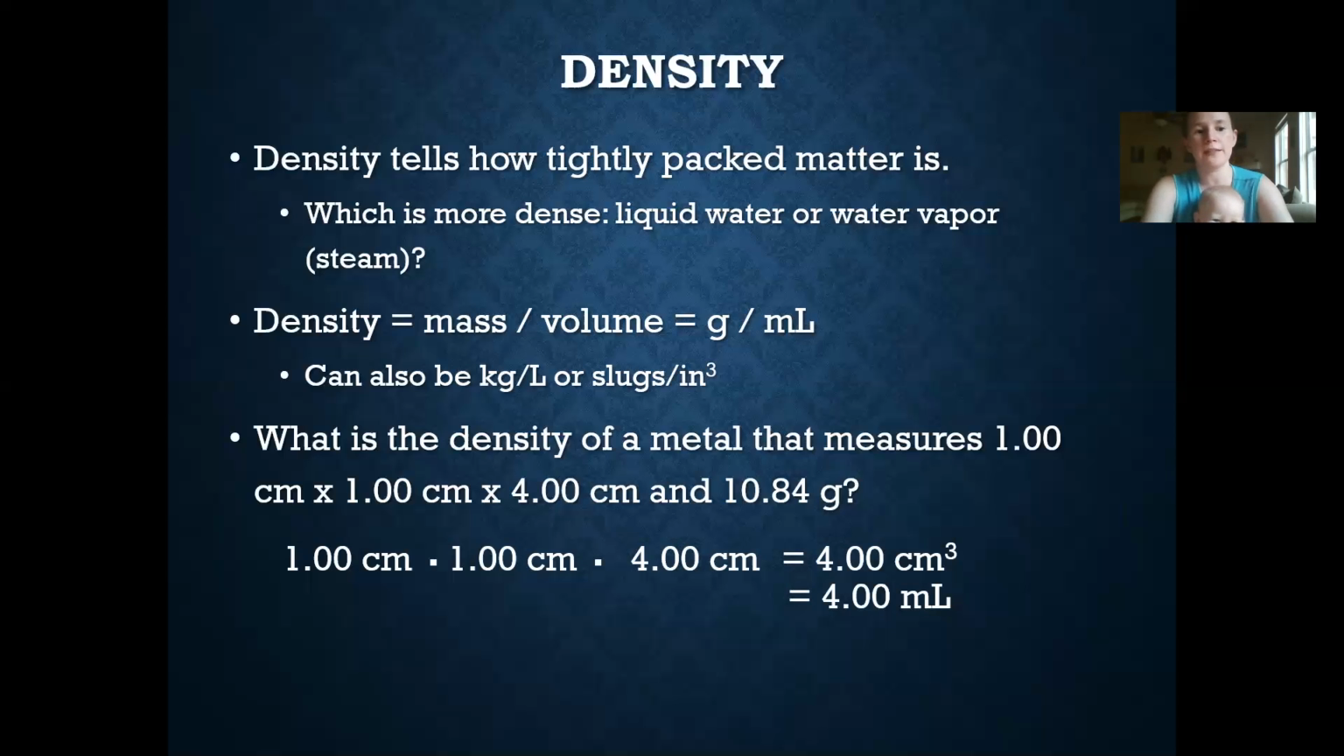So then if density is grams over milliliters, then it's very simple. Just put 10.84 grams over 4.00 milliliters. So we're dividing 10.84 by 4.00, which gives us 2.71 grams per milliliter. And since we start out with 3 significant figures, because 4.00 has 3 significant figures, our answer needs to be 3 significant figures, which it is, so we don't have to change it at all. So that's the answer: 2.71 grams per milliliter.